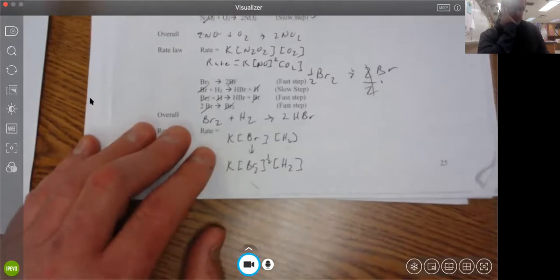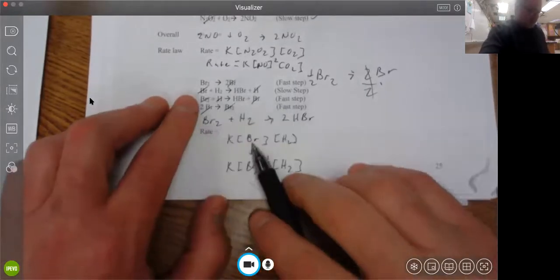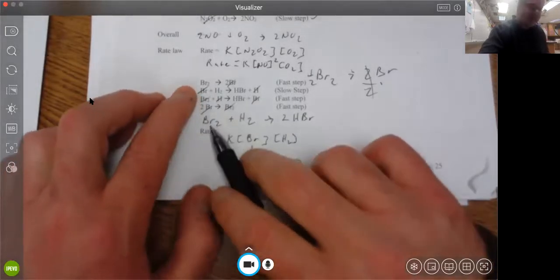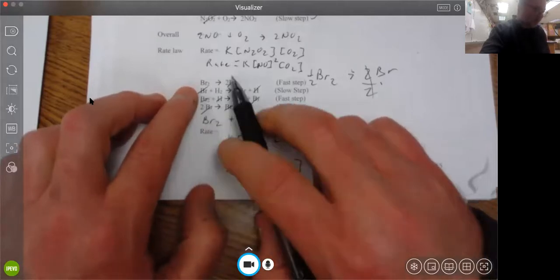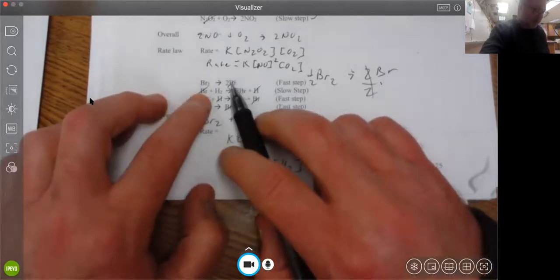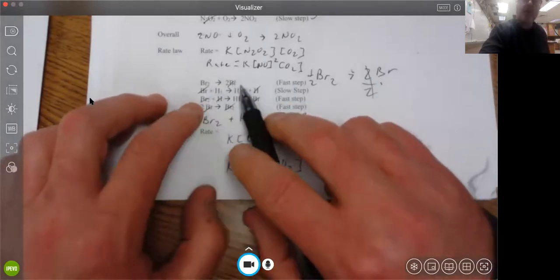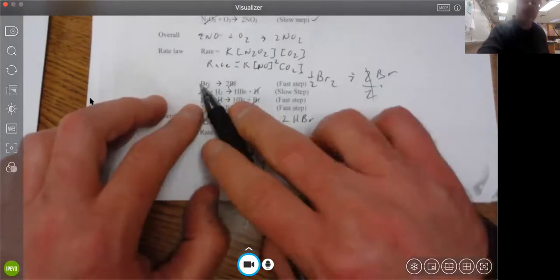And how do we get that 1/2 again? So we notice that Br here is in the slow step, but we cannot use it because it has to be from our overall reaction. So we go up here and we realize that how can we make this Br instead of 2Br? We need to divide this entire equation by 2. That gives us 1/2 Br2.